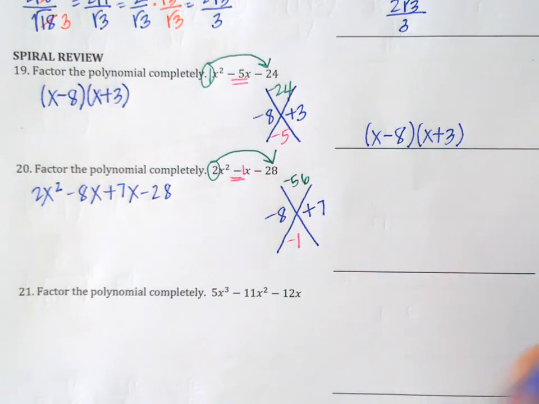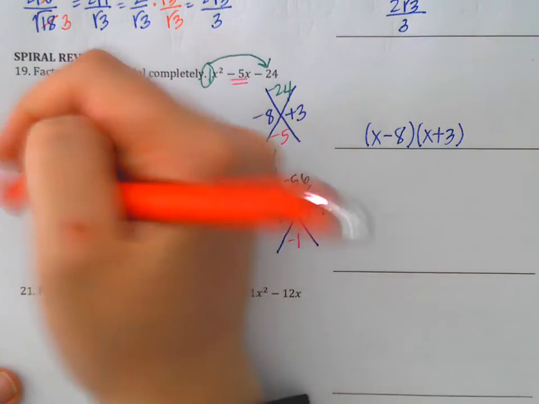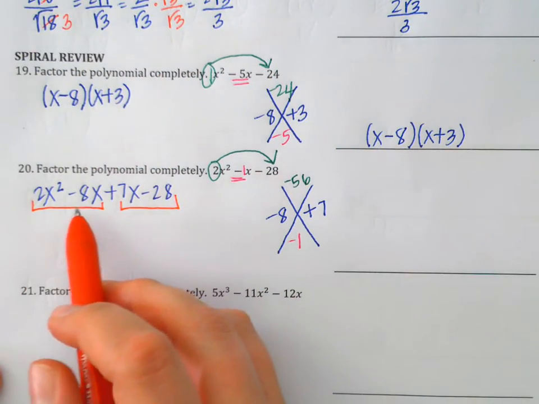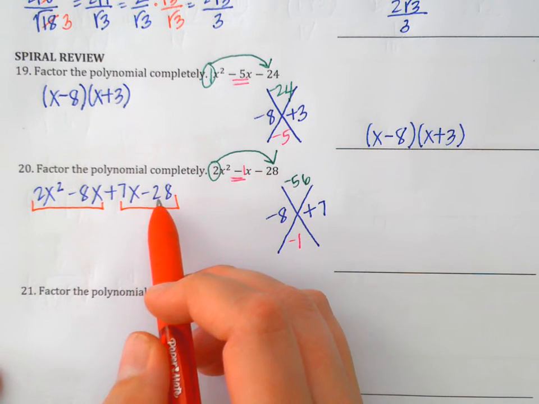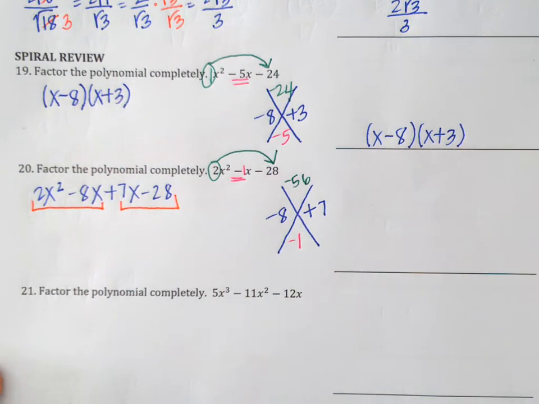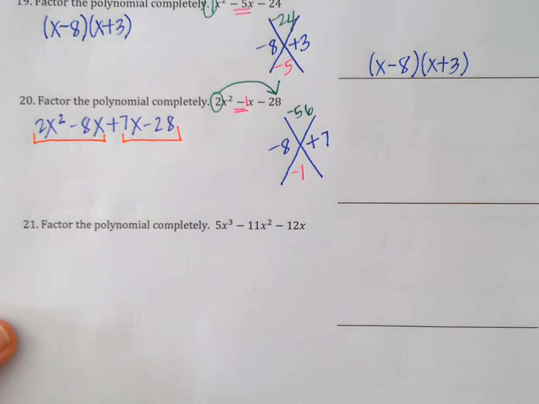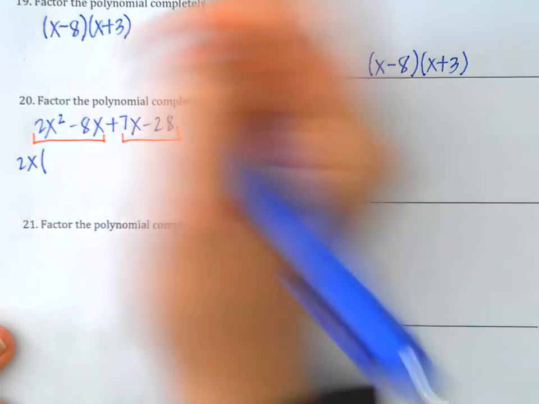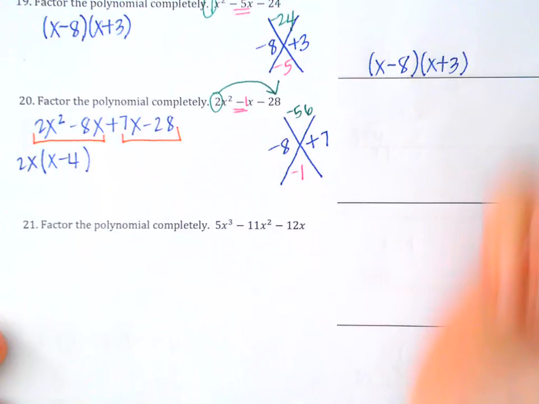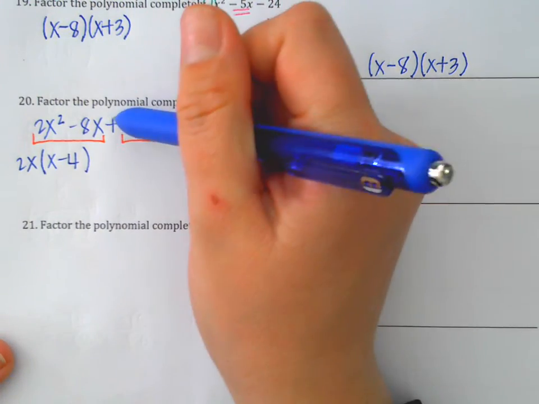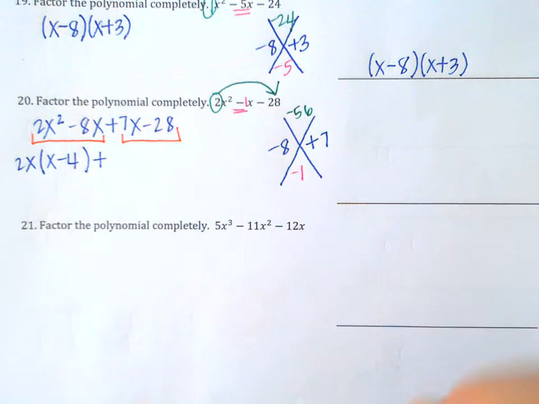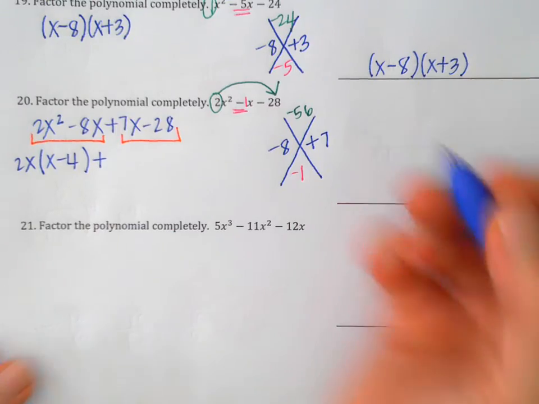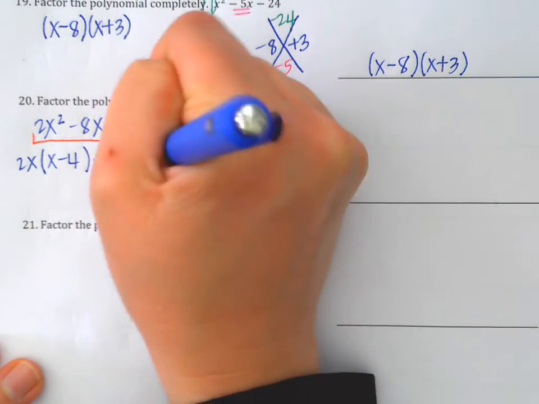minus 28. Now that I have 4 terms, we use the factoring by grouping method, where we look at the first 2 terms as one group and the last 2 terms as a separate group. And I think, what's my GCF between 2x squared and negative 8x? And that's 2x. And then I'm left with x minus 4. Remember, we always bring down my middle sign. My middle sign is a plus, so I'm going to bring that down. 7x and negative 28. I think, what can I factor out of both of those? And that's 7. And I'm left with x minus 4.